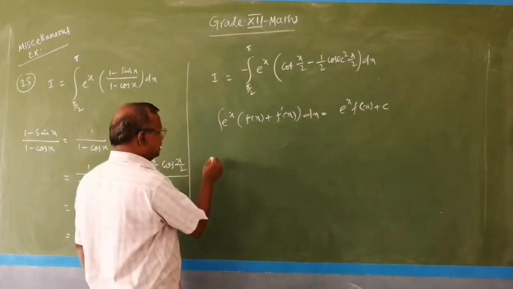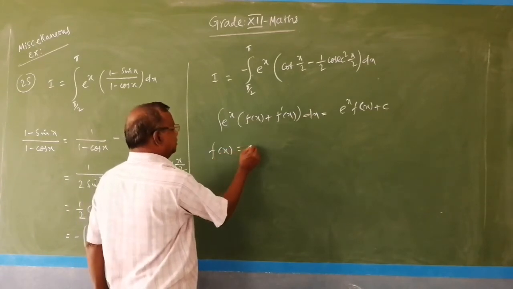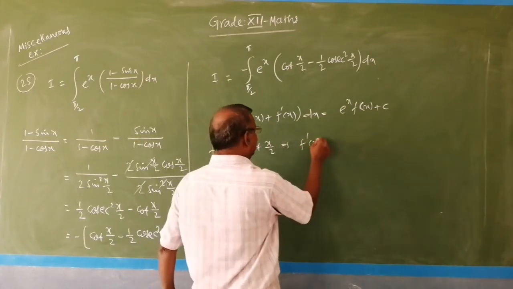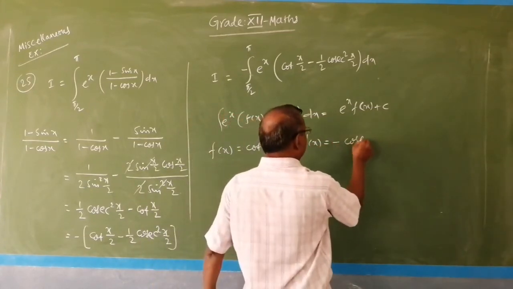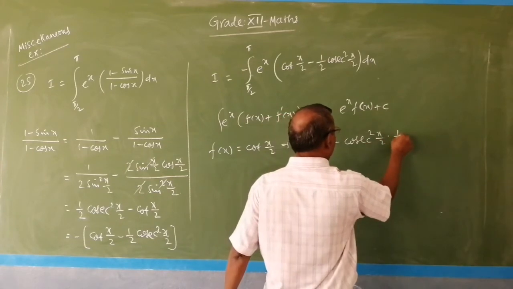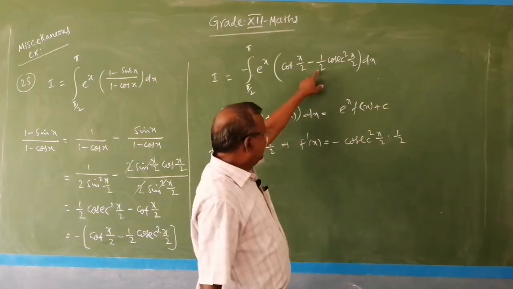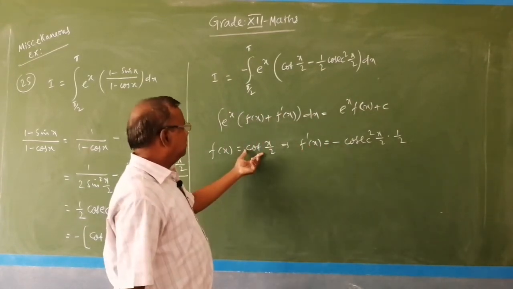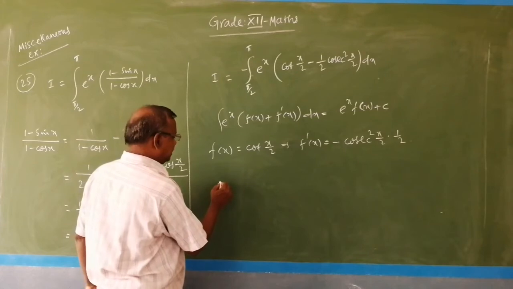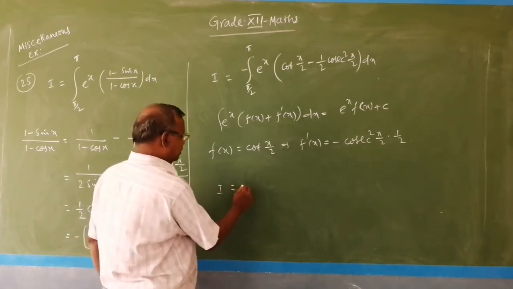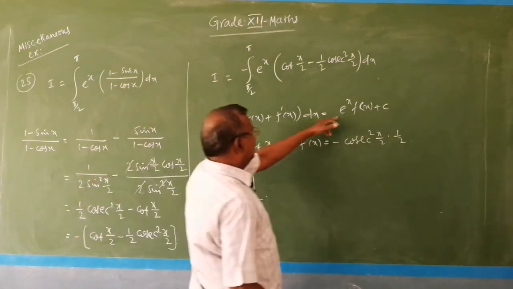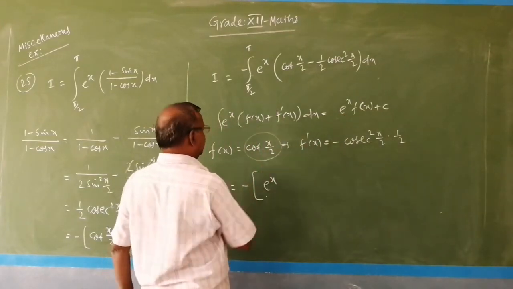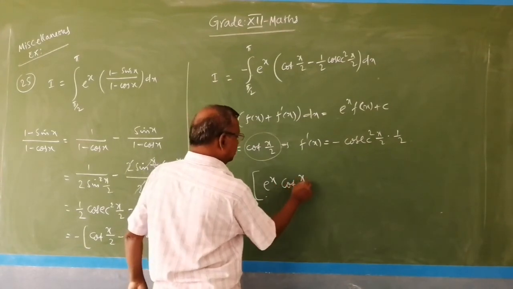Here consider f of x equal to cot x by 2. So f dash of x equals minus cosec square x by 2 into 1 by 2. So 1 by 2 minus 1 by 2 into cosec square x by 2 equals f dash of x, and cot x by 2 equals f of x. Therefore I equals minus of e power x into f of x, which means e power x into cot x by 2.